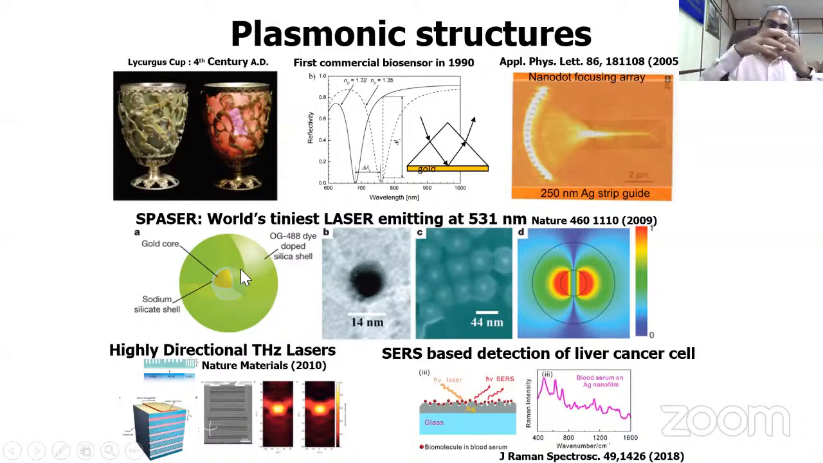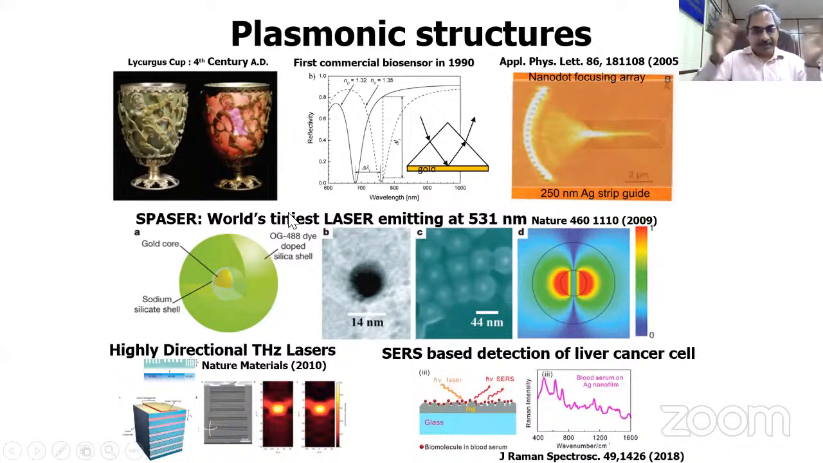So when you shine light, the dye is going to absorb the light and then emit its own color light. That light is going to get absorbed by the gold nanoparticle, which enhances the field nearby and leads to lasing action eventually.